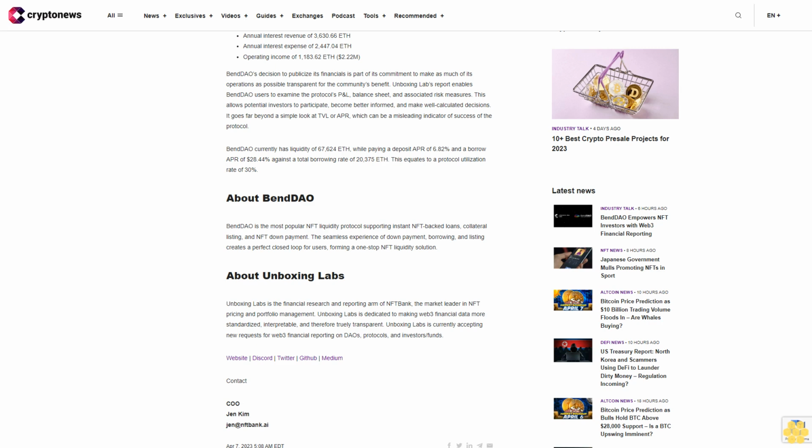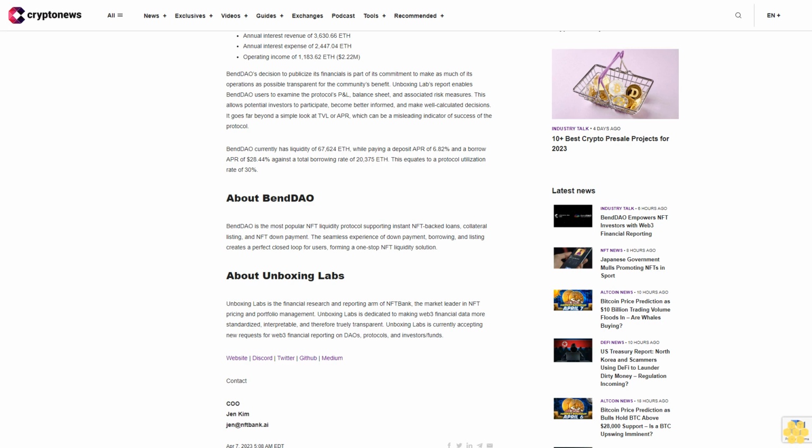BendDAO currently has liquidity of 67,624 ETH while paying a deposit APR of 6.82% and a borrow APR of $28.44 against a total borrowing rate of 20,375 ETH. This equates to a protocol utilization rate of 30%.